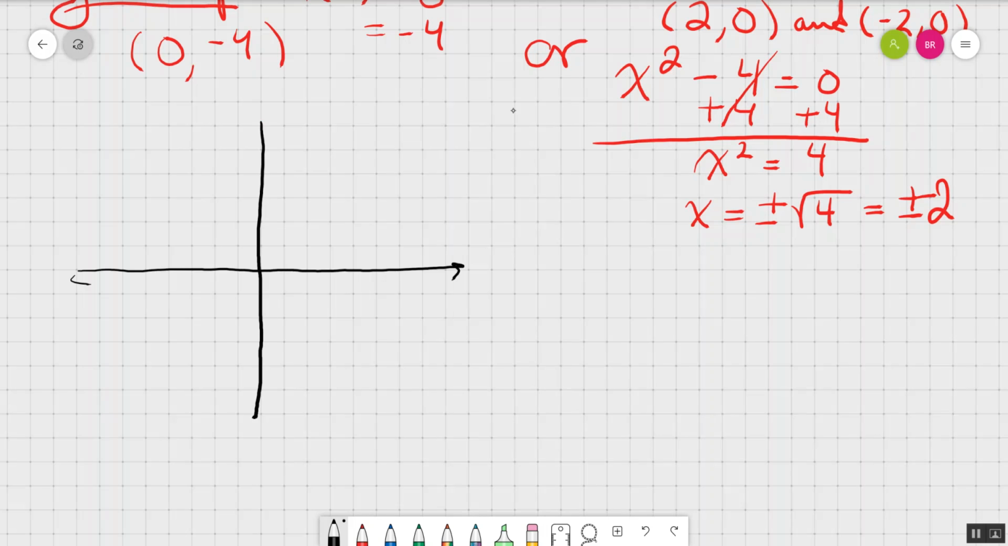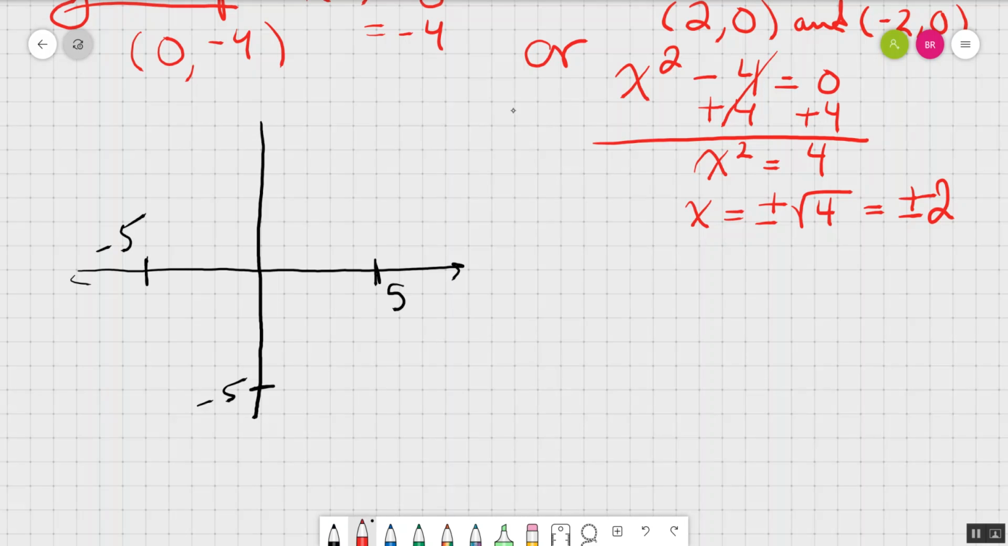So let's see, 1, 2, 3, 4, 5. Want to be clear, negative 5. 1, 2, 3, 4, 5. Why is it that the pen doesn't always slide right? 1, 2, 3, 4, 5. There we go. I've got my scale going.